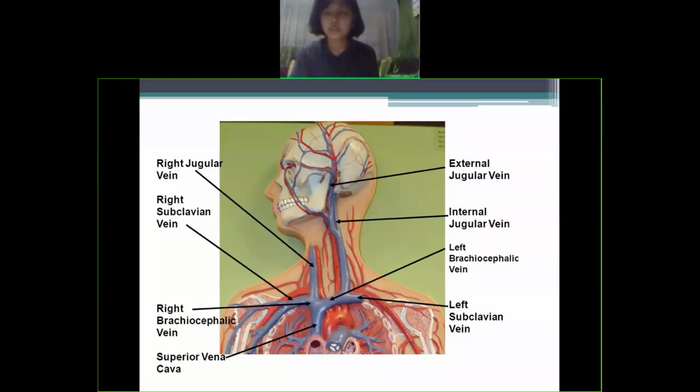Yes, external jugular vein, internal jugular vein. Okay.